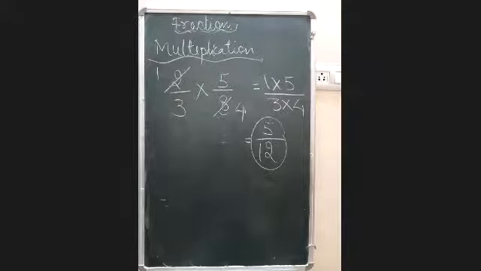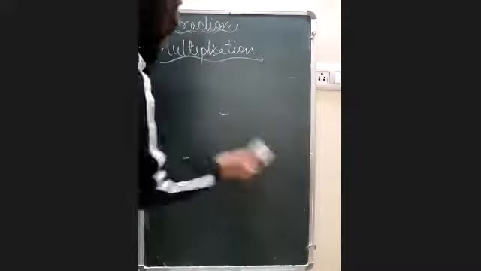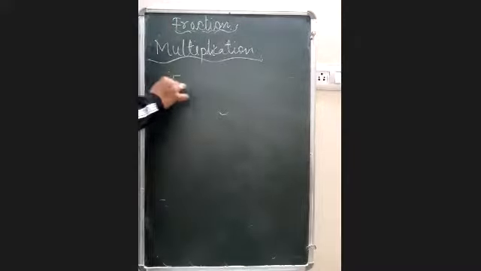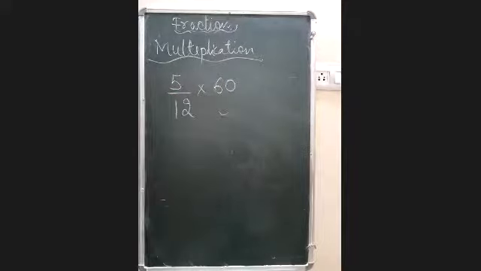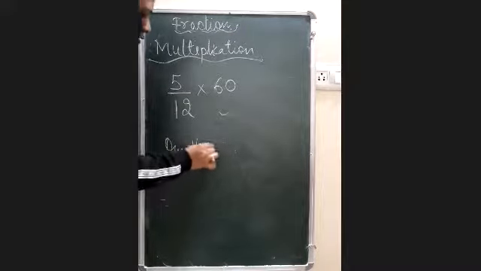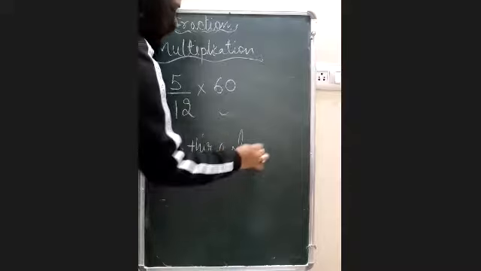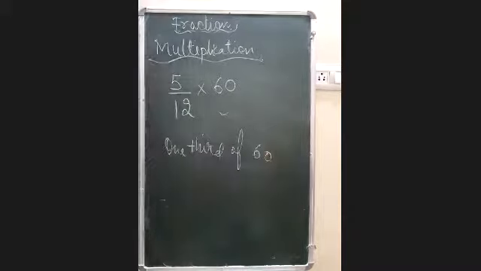Okay, so remember this was all about multiplication. Let me tell you one more question of multiplication and then I will end the class. So here remember, suppose the question comes 5 by 12 multiply by 60. Or suppose the question comes like 1/3 of 60. Suppose both questions come this way.